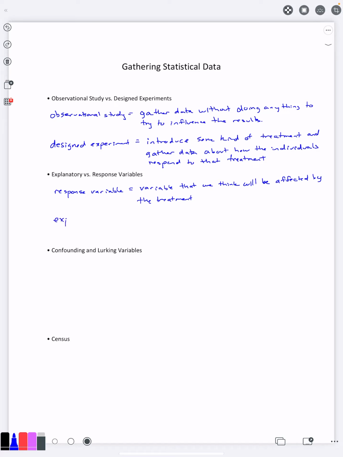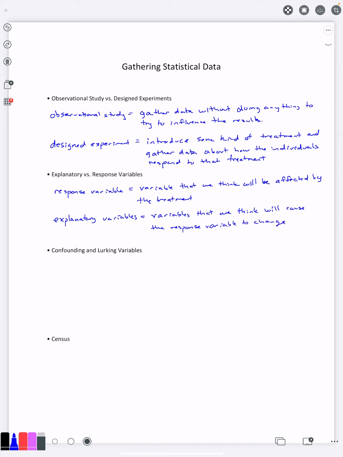The explanatory variables, and there could be more than one of these. These are the variables that we think will cause the response variable to change.